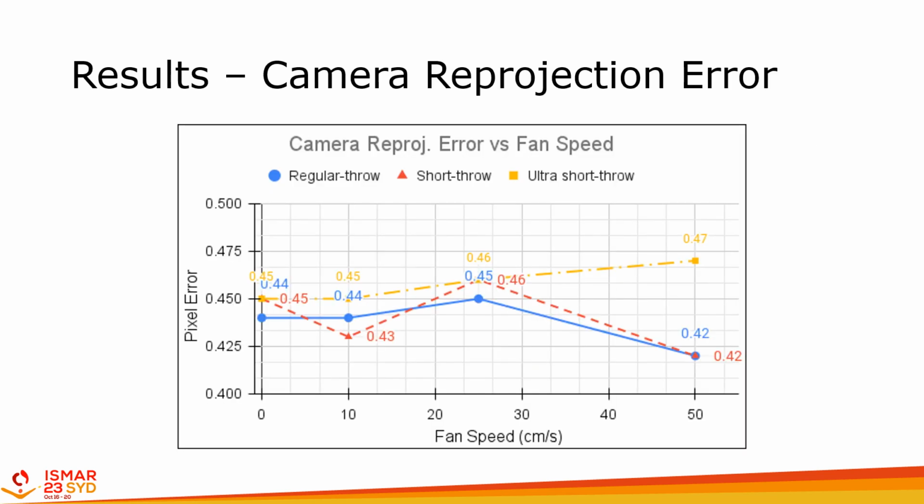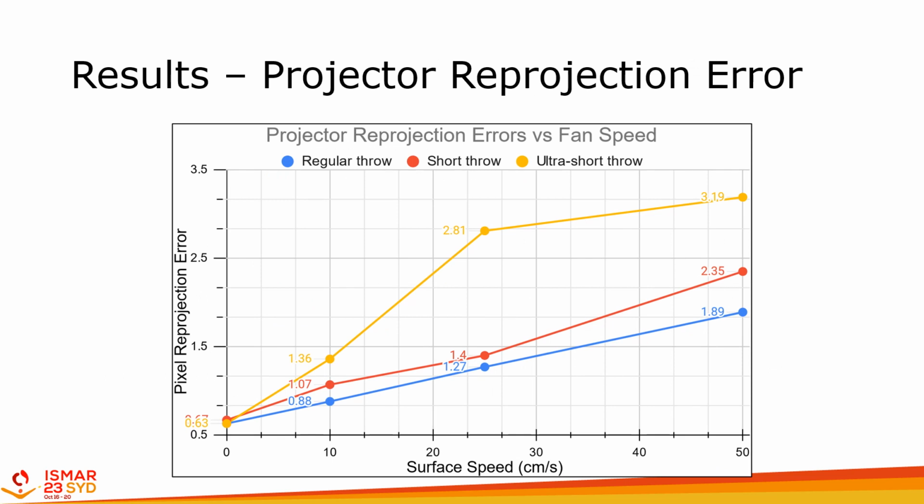Here is the final camera reprojection error as a function of the surface speed for different projector types using our calibration method. Here is the projector reprojection error as a function of the surface speed for different projector types using our calibration method. Note that due to noise in the depth camera, we do see a higher error with increasing surface speed.